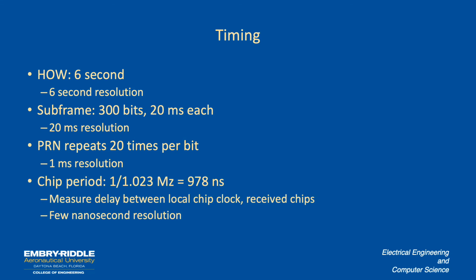But now if you can figure out the timing of the chips, then that's a duration of 978 nanoseconds. So now if we're estimating the chips down to 978 nanoseconds and we're correcting based on that, we can get down to a few nanosecond resolution, even with a crappy megahertz kind of a clock in our phone or whatever. So we can actually get improved timing here by using the chips that are coming in very fast.